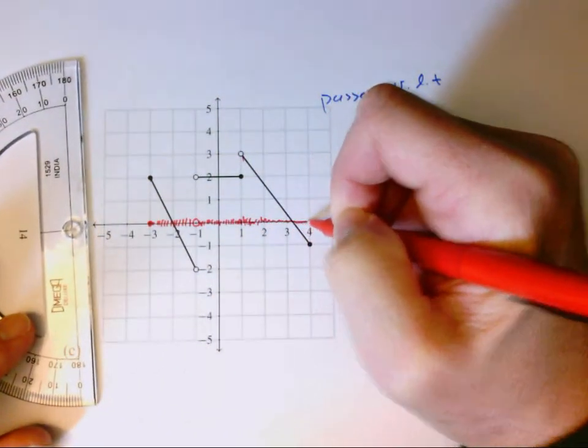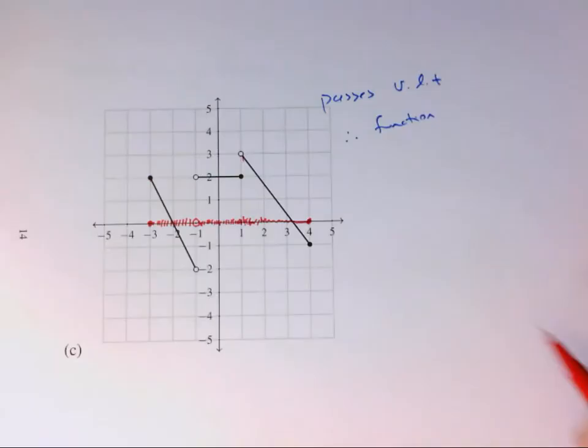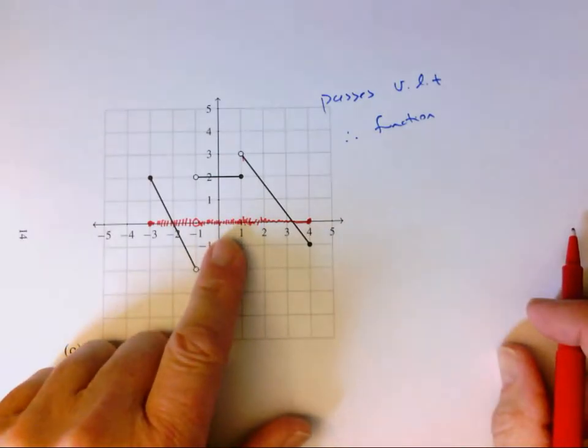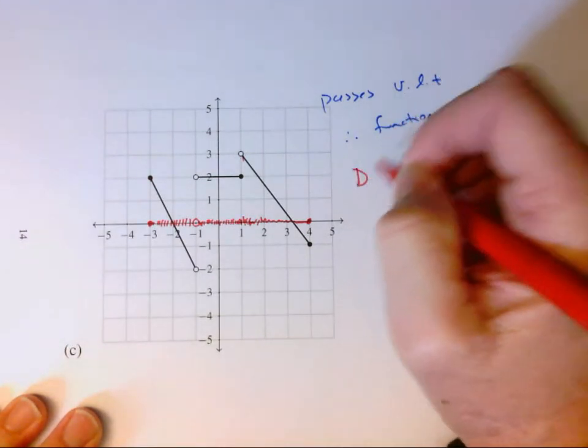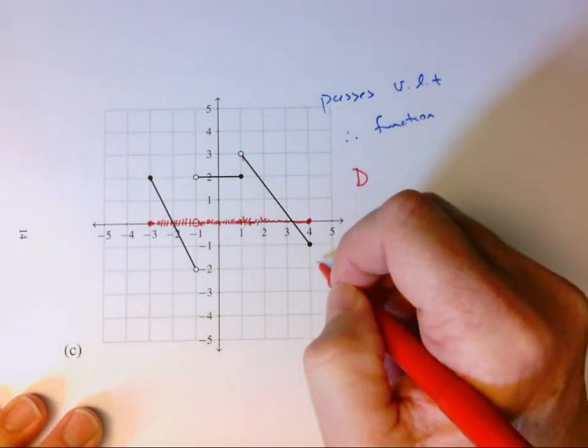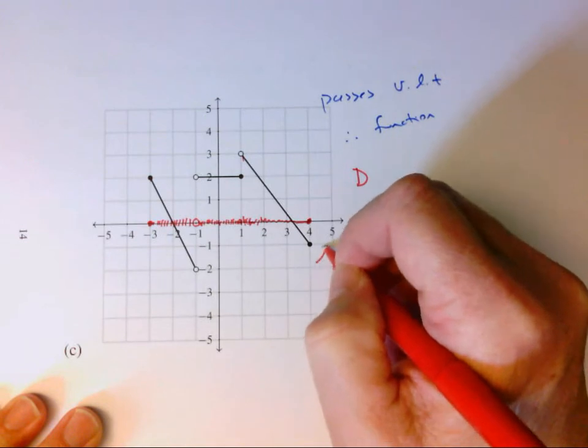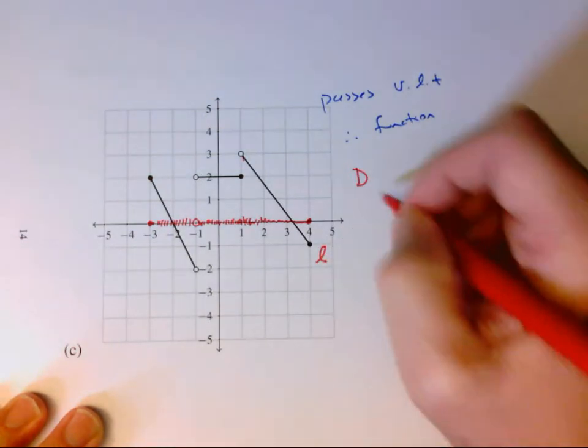And this continues up to and including 4. So I've pictured the domain in the x-axis. All I need to do is write it down. Let's just call this function L because it's made up of line segments.